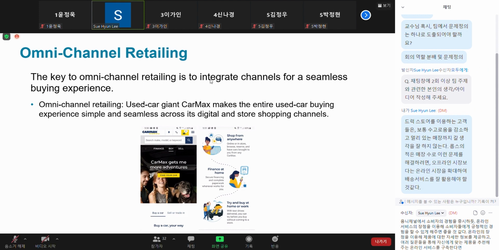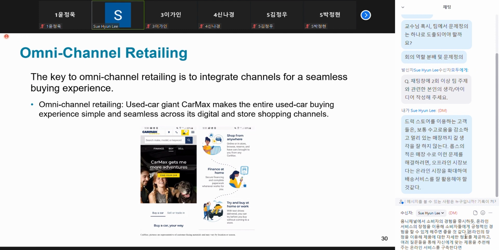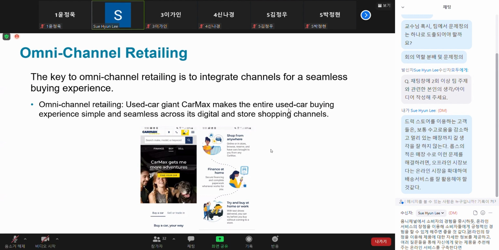Omni-channel shoppers research products and prices online and shop from home, work, or stores. Maybe they get ideas and advice on social media. Okay, so they don't care which place they get information. Maybe they can combine their experience for better decision making.